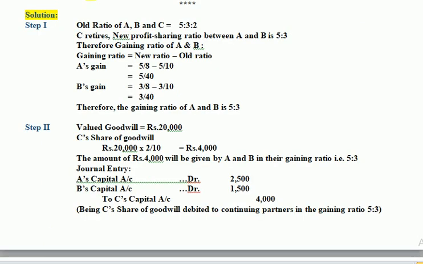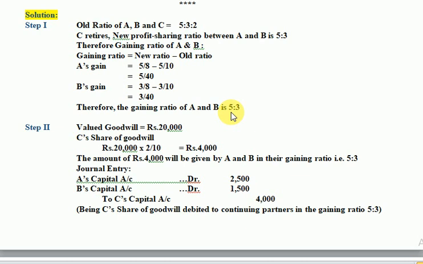So we saw in the question that out of the 3 partners A, B and C, C is retiring. And we are going to apply all 6 steps for this question, where step 1 is change in profit sharing ratio. Old ratio 5:3:2, C retires and the new profit sharing ratio between A and B is 5:3. Therefore, the calculation of gaining ratio by applying the formula new ratio minus old ratio. And since we have discussed this topic previously, the final answer of gaining ratio is 5:3 between 2 partners A and B. So A and B are continuing partners as well as gaining partners.